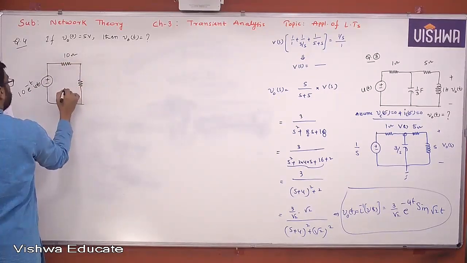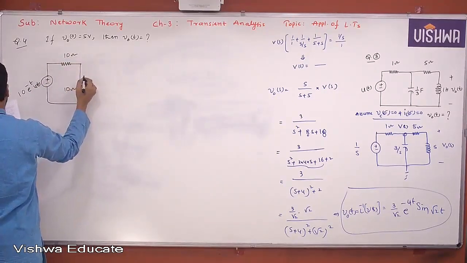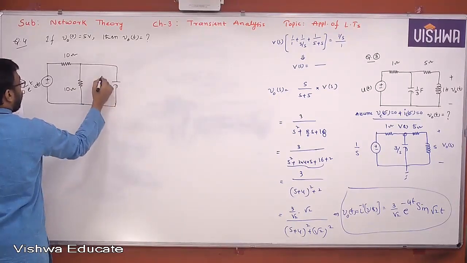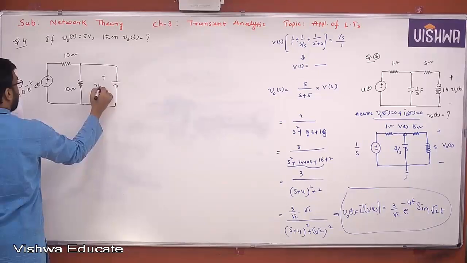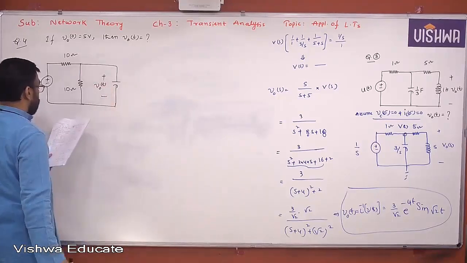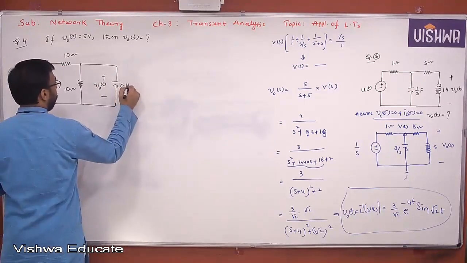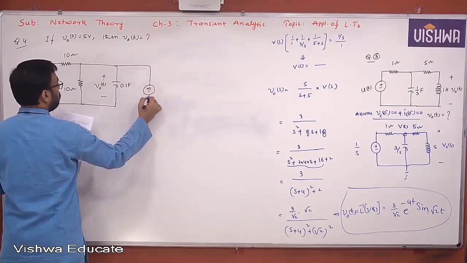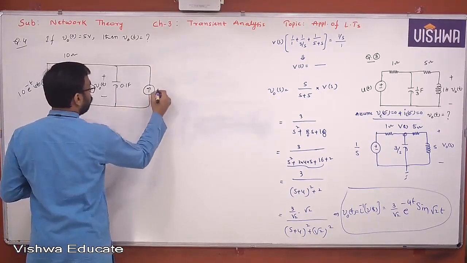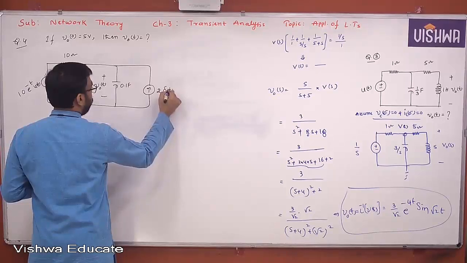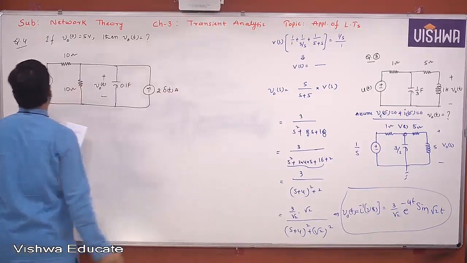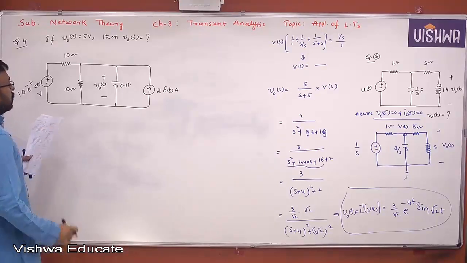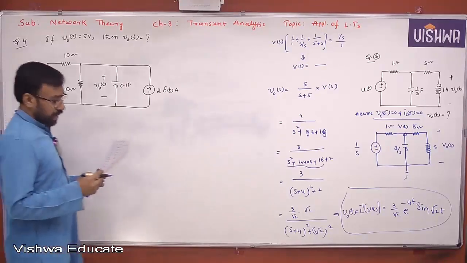10 ohm, 10 ohm. Here is a capacitor across which the voltage is asked to find, 0.1 farad. This is 2 dou of t amperes. Okay, this is in volts. Now he's asking what is V naught of t.